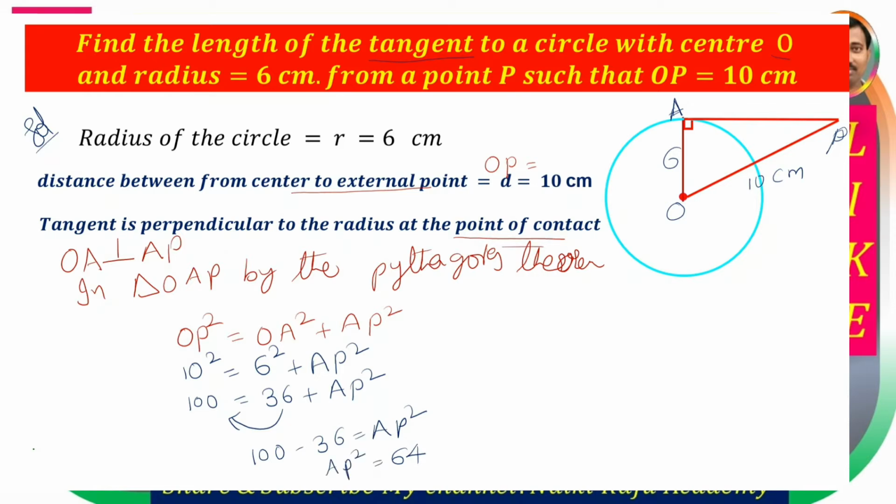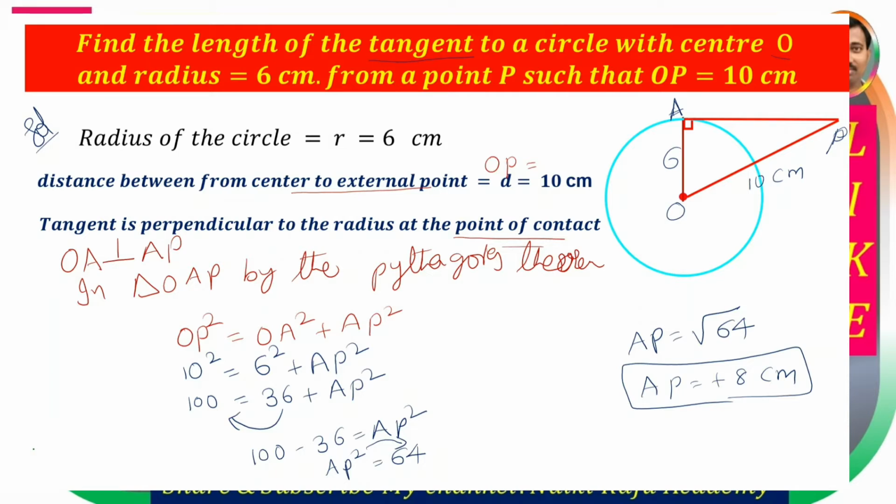The square is transposed to the other side, so AP is equal to the square root of 64. AP is equal to plus or minus 8 centimeters. Here the length is always positive. So therefore AP, the length of the tangent, is equal to 8 centimeters.